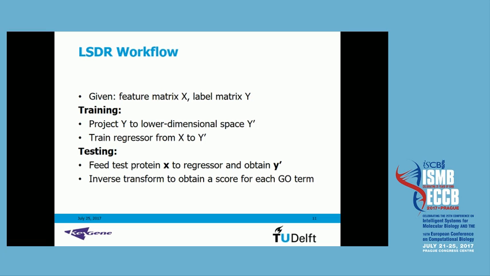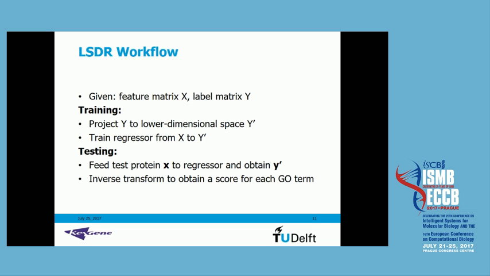To put it a bit more formally, if we have a feature matrix X, so in the rows the proteins, in the columns the features, and a binary matrix Y with the labels, so the rows are again the proteins, and the columns are the Go terms, then instead of training a classifier from X to Y directly, we first take the matrix Y and transform it into a lower dimensional space, which we call Y prime. In this transformation, the Y prime is not necessarily binary anymore. So we train a regression function from X to Y prime, so our new target variables.